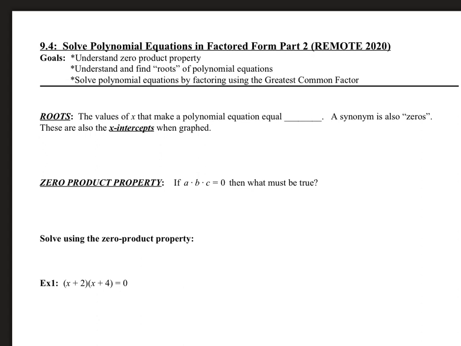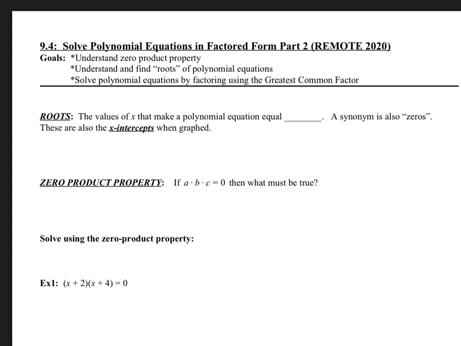So this is part 2 of the 9.4 notes. In this part, we're going to be talking about our initial steps into solving polynomial equations and how factoring using the GCF is going to help us do that. There are three main things we're going to do today. The first is we're going to learn about the zero product property. Then we're going to talk about what roots are. Actually, we're going to do that in the opposite order. And then we're going to solve polynomial equations by factoring using the greatest common factor.